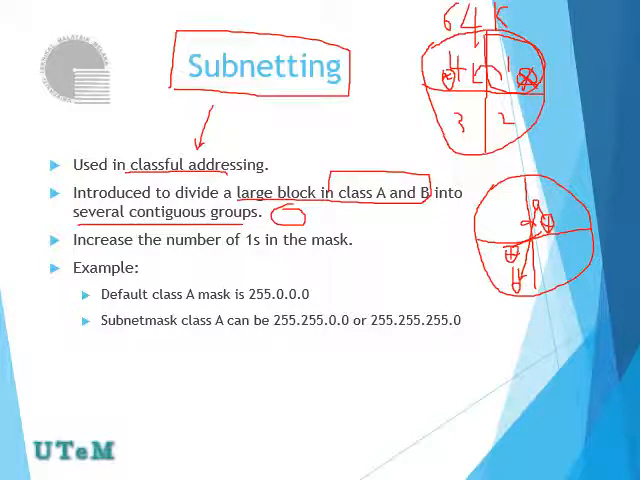So how does subnetting work? What changes are made during the subnetting process? We increase the number of 1s in the subnet mask. For example, the default class A mask is 255.0.0.0. When you do subnetting, you increase the number of 1s in the subnet mask. It becomes something like 255.255.0.0, and you increase the number of 1s. For example, this is the default mask of class A.